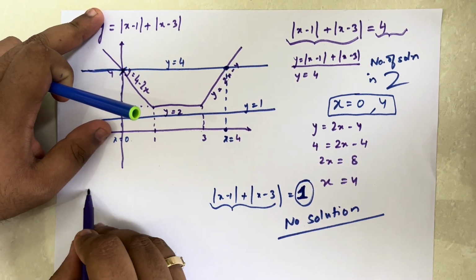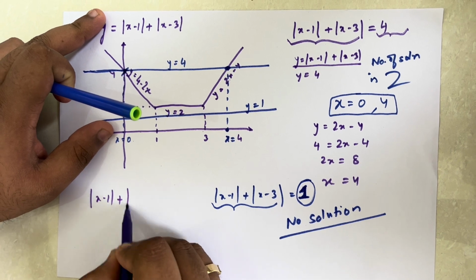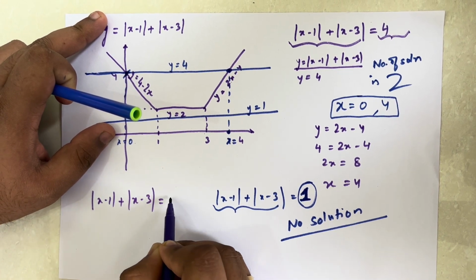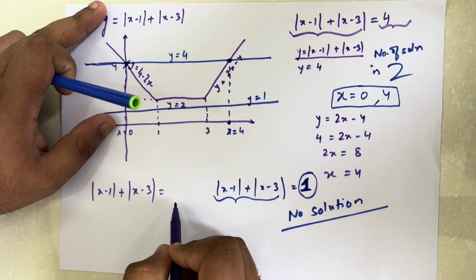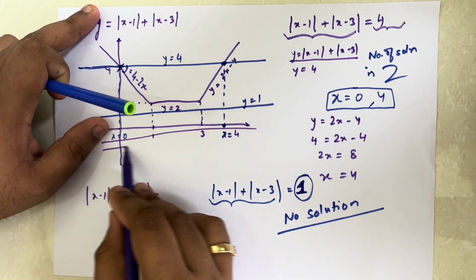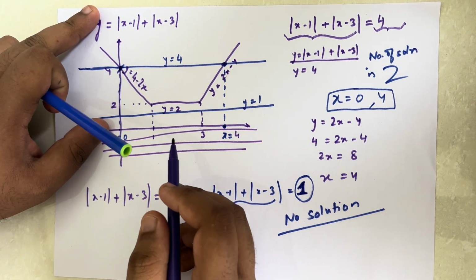If somebody asks you mod x minus 1 plus mod x minus 3 equals say 0, say minus 2, minus 3, all these lines will be like this, these lines. So there will be no solutions.